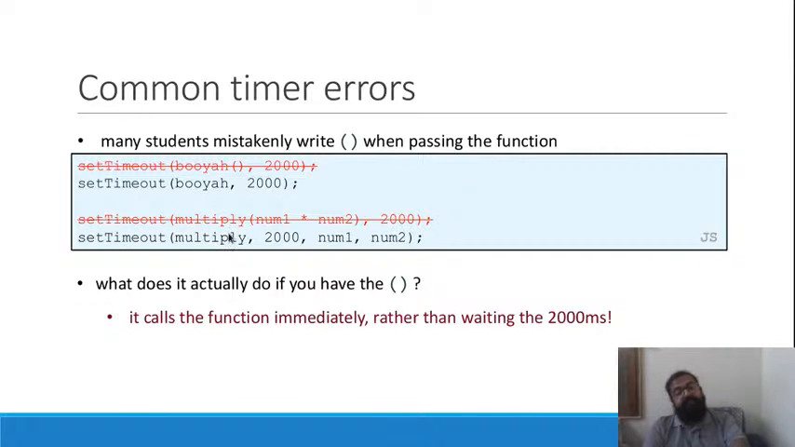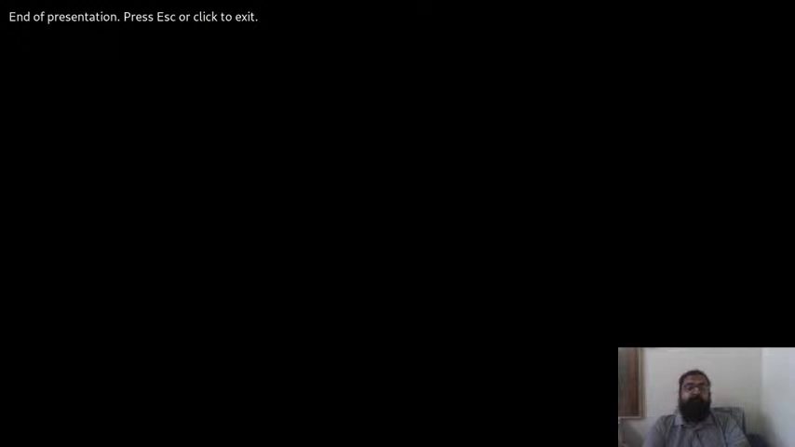Otherwise what will happen is that the return of the particular multiply function will be evaluated here, correct? So it calls the function immediately rather than waiting for the 2000 milliseconds.